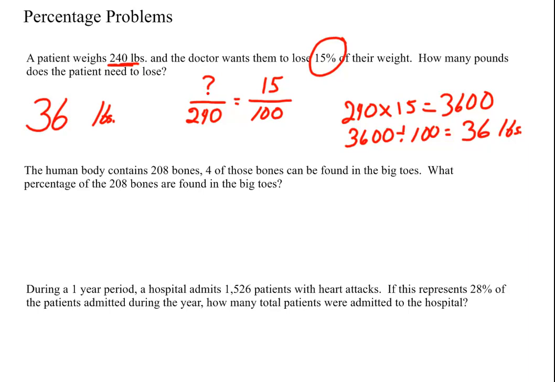All right, problem number 2. The human body contains 208 bones. 4 of these bones can be found in the big toe. Let's write our problem first. What percentage of the 208 bones are found in the big toe? So huge hint, what percentage? So I know that I'm looking for this.